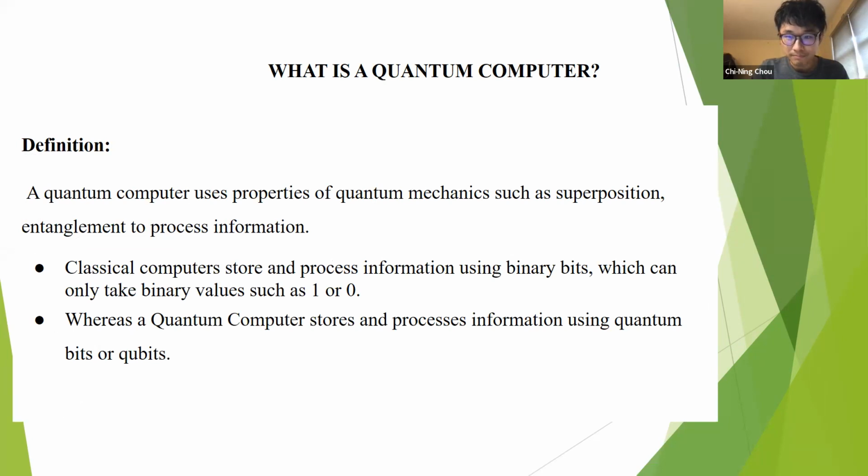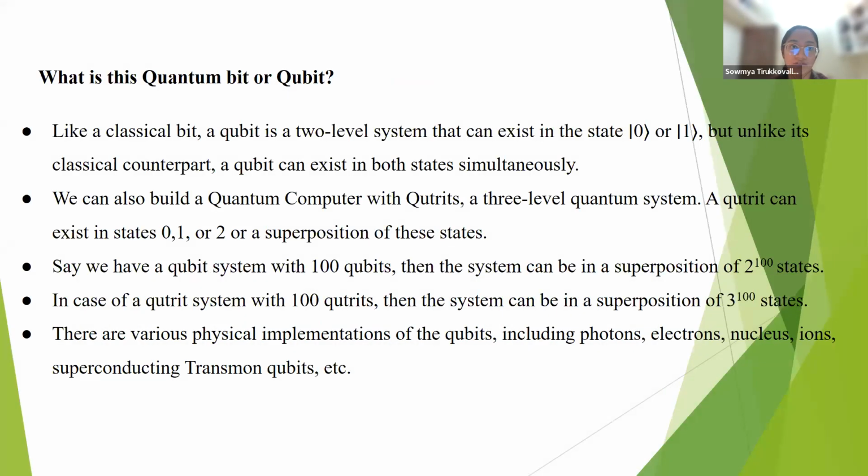So quantum computers use the properties of quantum mechanics such as superposition and entanglement to process information. We know that classical computers that we use today use binary bits to process and store information, which can only take on binary values such as 1 or 0, whereas a quantum computer stores and processes the information using qubits or quantum bits. So what is this quantum bit or qubit?